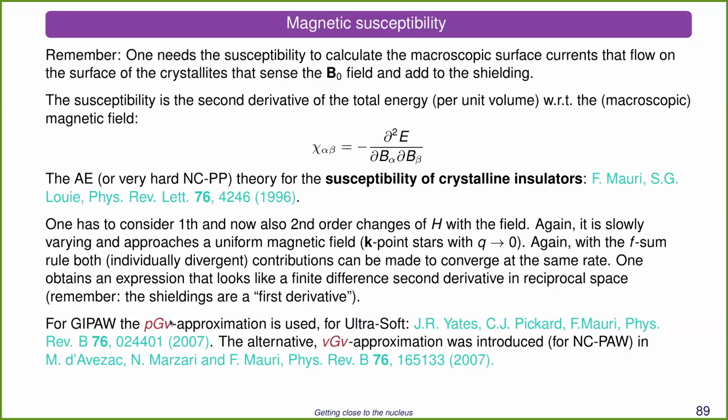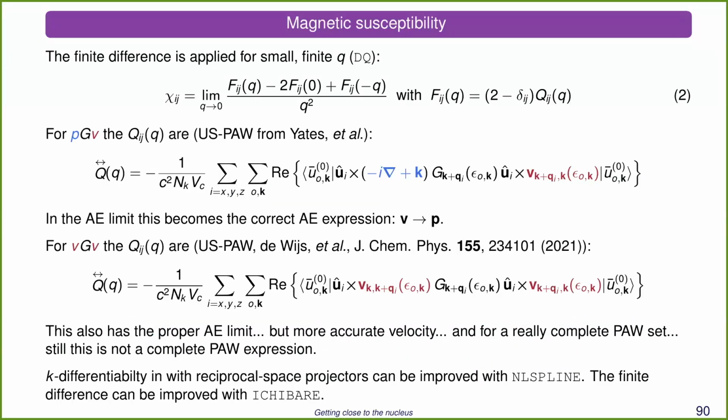But for GIPAW, you see it on the next slide. You have this possible approximation and you have this possible approximation. This is the original one, and later on in this paper, this one was also proposed. And here you see how these expressions look. You see a finite difference. Again, in reciprocal space, this dq comes back over here, but now it's a second order stencil that you actually have to calculate. And this is the PGV expression, where you see the momentum operator here and the velocity operator there. And the velocity operator is a commutator of the Hamiltonian with R.